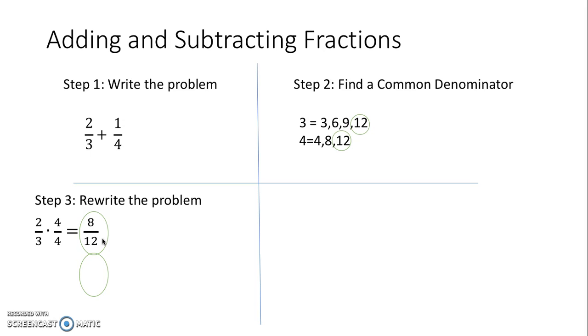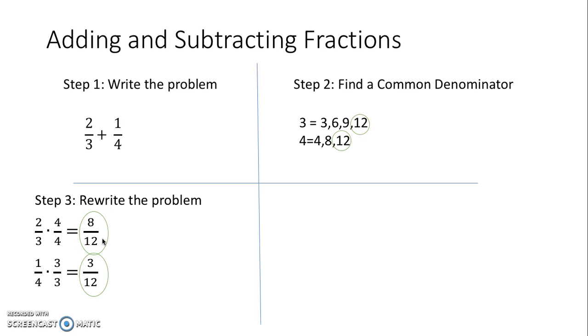Their common denominators are equivalent fractions. We're going to do the same thing with 1/4, so 1/4 times 3/3 this time, because 4 times 3 is 12. And 1 times 3 is 3, so we know that 3/12 is an equivalent fraction to 1/4. Now you can check yourself, and I highly suggest that you do check yourself. You can reduce 8/12 to equal 2/3, and you can reduce 3/12 to equal 1/4. It's just an easy, quick way to check yourself, and I encourage that you do.